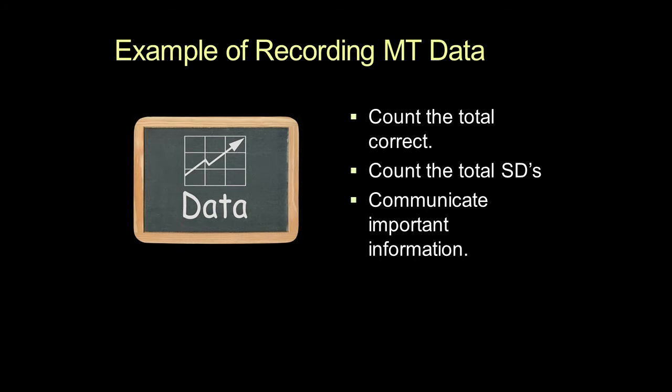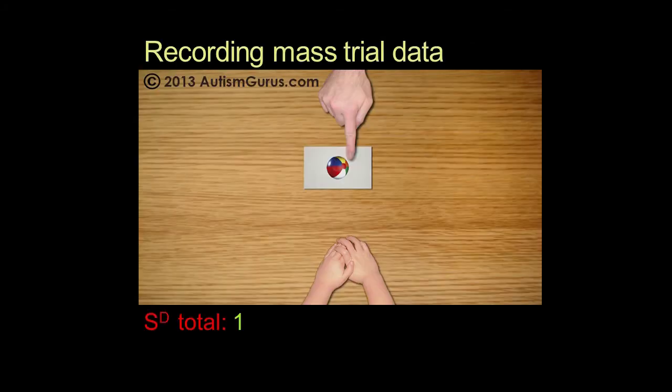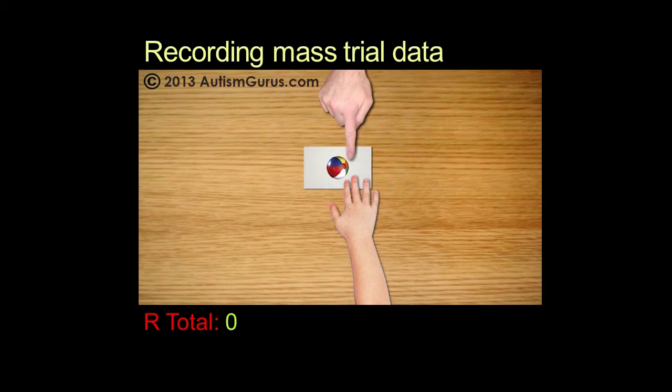We will start with recording MT or mass trial data. We've called the child over the table and we are introducing touch ball in the receptive labels program using a mass trial. We want to remember the number of correct independent responses, the number of SDs or questions asked, and any important information we need to convey to our team. We ask the child to touch ball, and since it's new, we prompt. This counts towards 1 for the total. The child has responded correctly, but we prompted, so our data so far is 0 for 1.